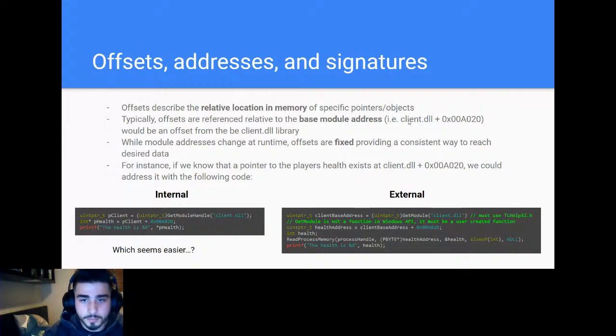So for instance, this would be an offset: the start of client DLL plus this amount of memory. Module addresses change at runtime, but the offsets are fixed, like I said.